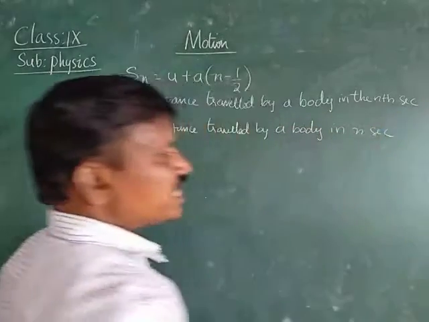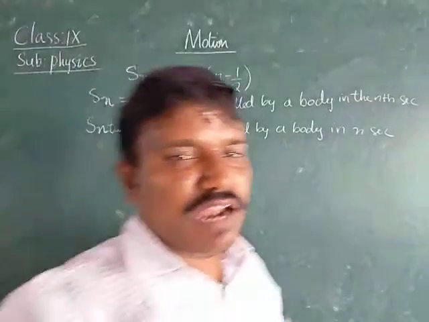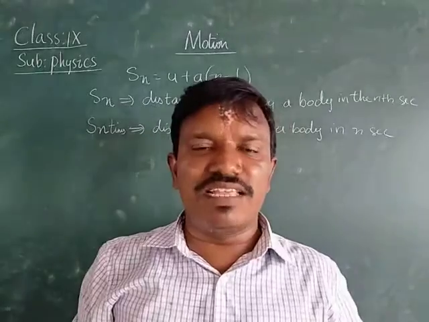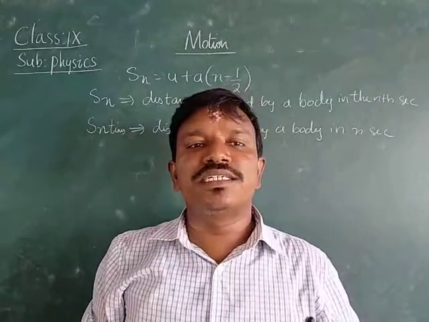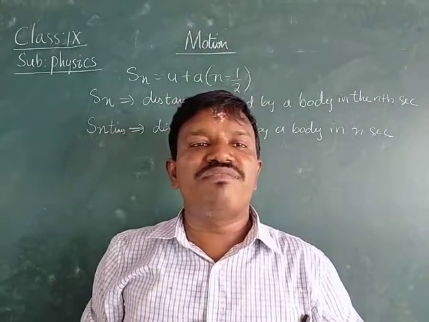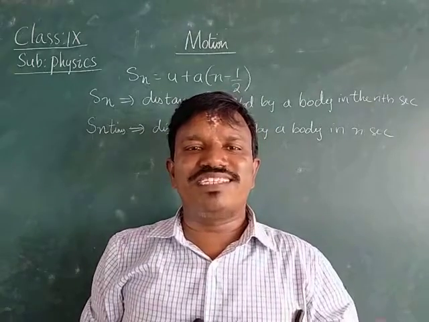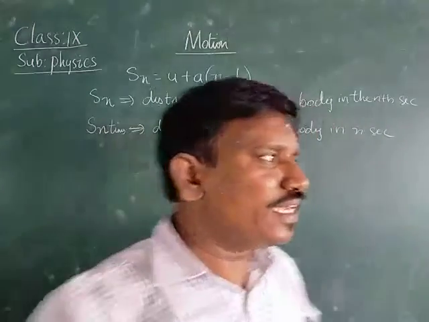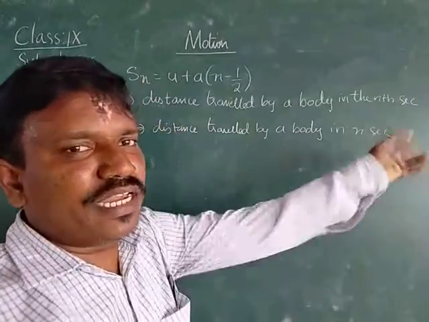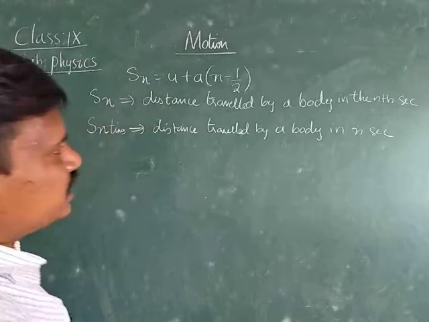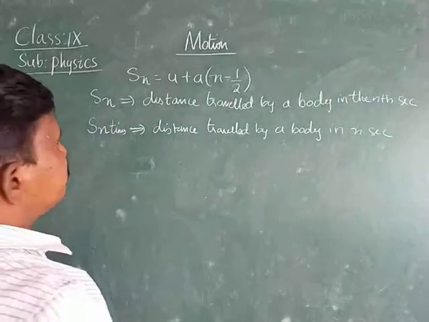That means how much distance it has travelled in 5 seconds, and what is the distance travelled in the 5th second. How much distance is travelled in the 5th second, and how much distance the body travelled in 5 seconds. Okay, there is a lot of difference between the 5th second and 5 seconds. The same like that, nth second means distance travelled by a body in the nth second, and n seconds means distance travelled by a body in n seconds.